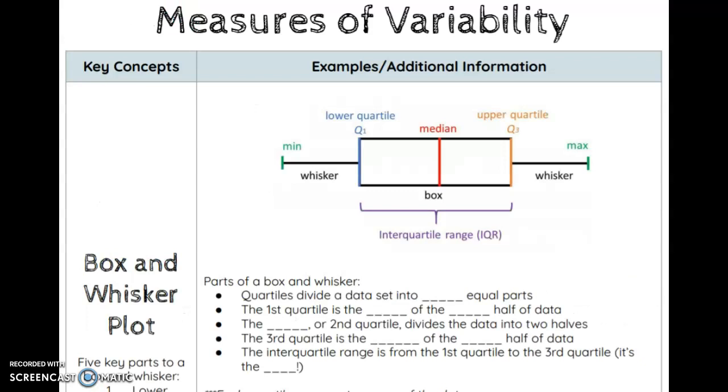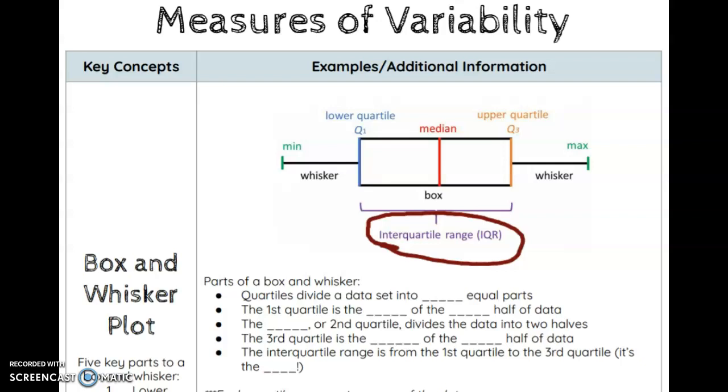Okay, let's look at your note sheet for today. So it's called Measures of Variability. It has the box and whisker plot at the very top. The first thing to look at is the diagram of the box and whisker plot. Of course, we know the whiskers are out to the side. The box in the middle is Q1 and Q3. If I were to actually calculate the length of that box, that is called the interquartile range. So that's from one side of the box to the other.